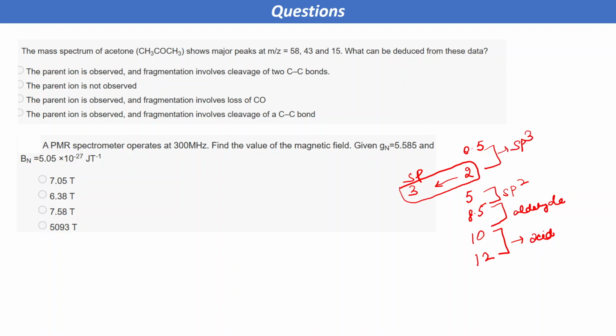And if suppose your sp3 hybridized carbon is attached to some electronegative element, say X, like chlorine or bromine, the range can be 2 to 5. So this table you can easily remember.